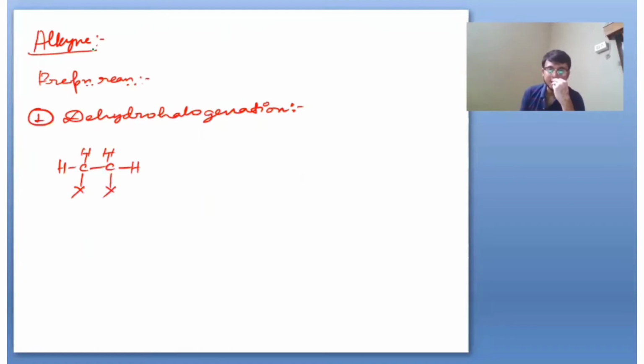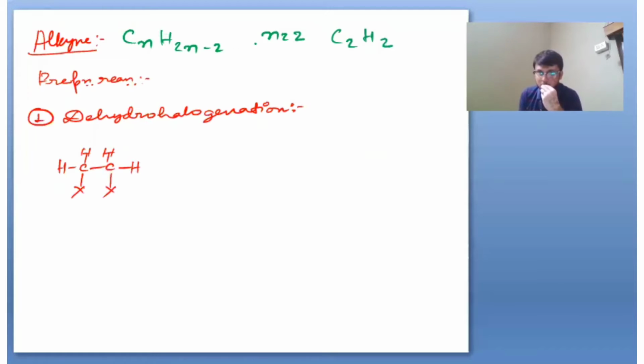Next is our alkyne. Now what will be the general formula for alkyne? That is CnH2n minus 2. That means if we take n equal to 2, it will give us C2H2, because 2 into 2, 4 minus 2, 2. So that is our ethyne.